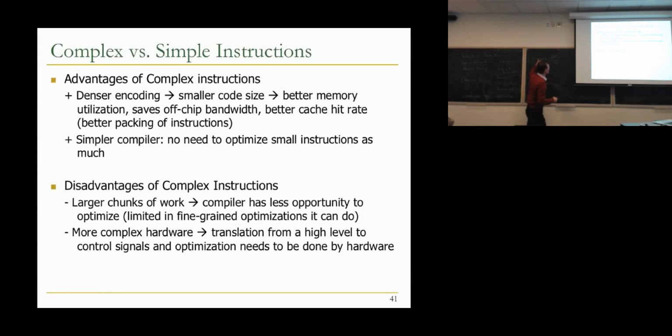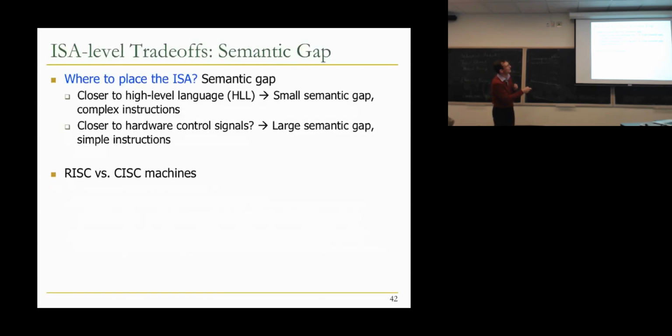So this leads to this trade-off that we discussed, right? The semantic gap. Where to place this ISA? Is it here? Is it here? If it's closer to a high-level language, we call that a small semantic gap. It's semantically closer to the high-level language, which necessitates having complex instructions and complex data types. If the ISA is closer to the control signals, you have a large semantic gap from the high-level language, which necessitates simple instructions. And this is the key difference between RISC versus CISC machines.